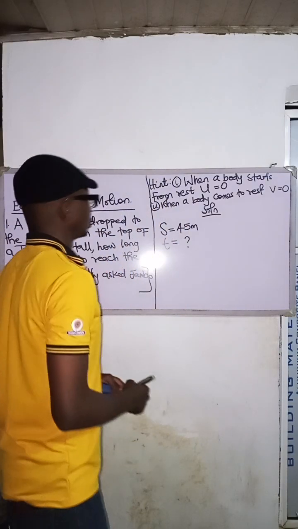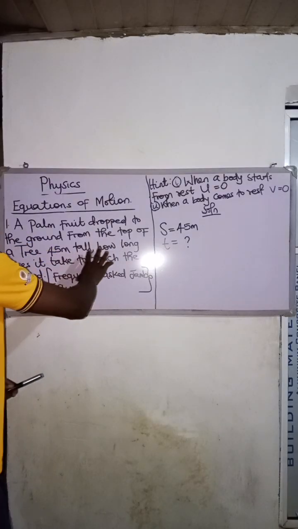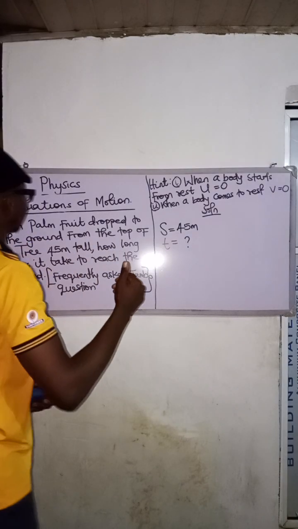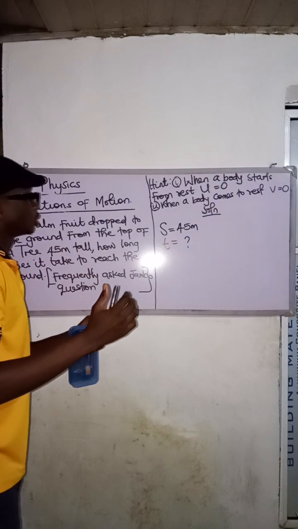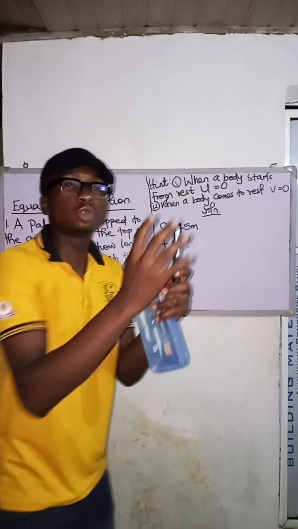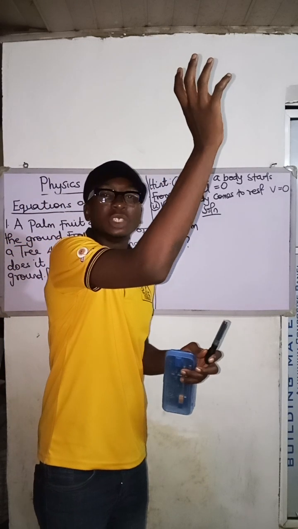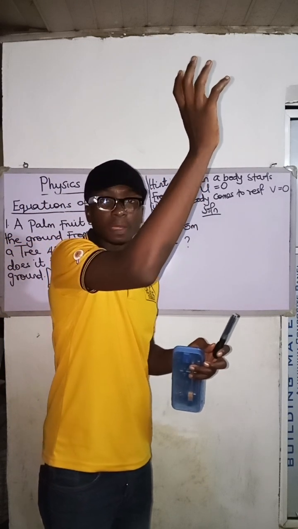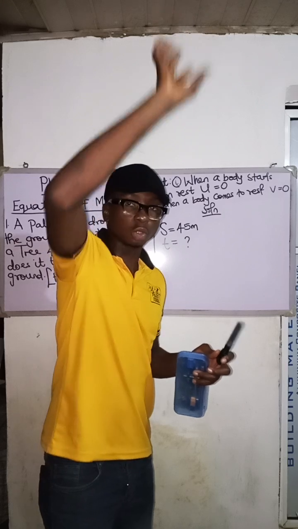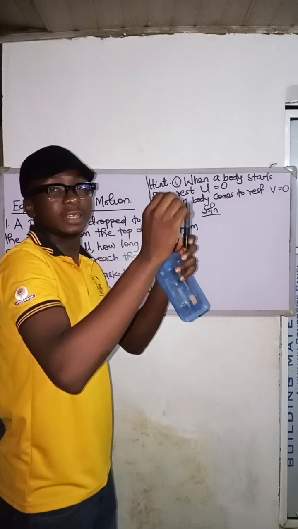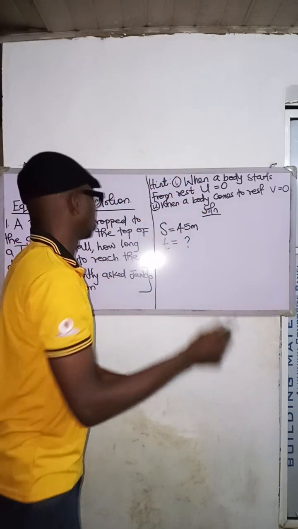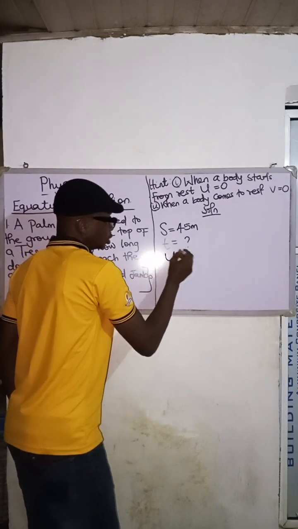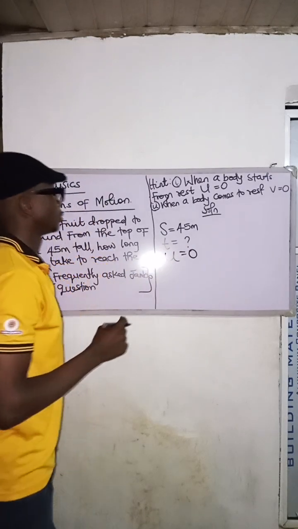Now let's solve this question. If you look at this question now, we can say that the fruit started from rest because the fruit was in a state where it wasn't in motion. It was just hanging there. It wasn't in motion. So the fruit started from rest. So we can say U is equal to 0.